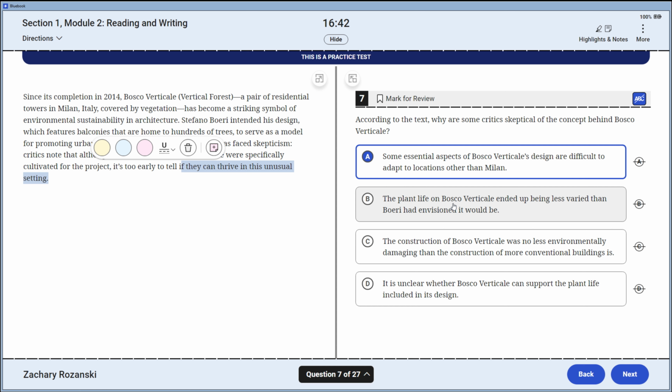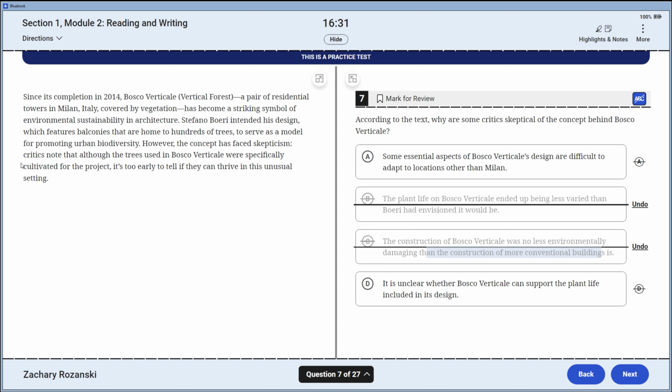The plant life on this ended up being less varied. No, there's no statement about varied. It was whether or not it could be survivable. The construction was no less environmentally damaging. No, it was just like a failure of the plants, right? If the plants can thrive, if the trees can thrive. It is unclear whether it can support the plant life.